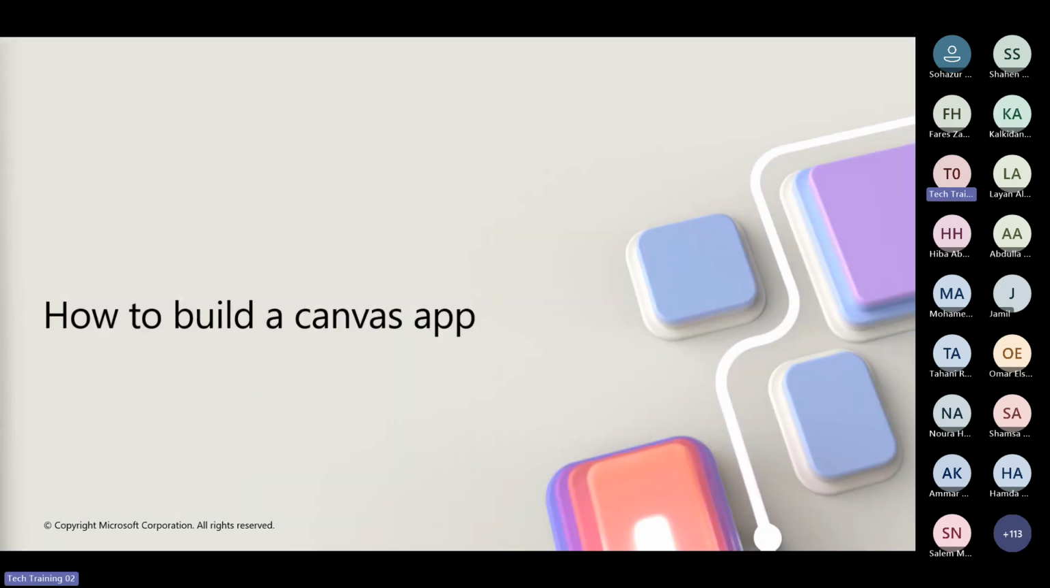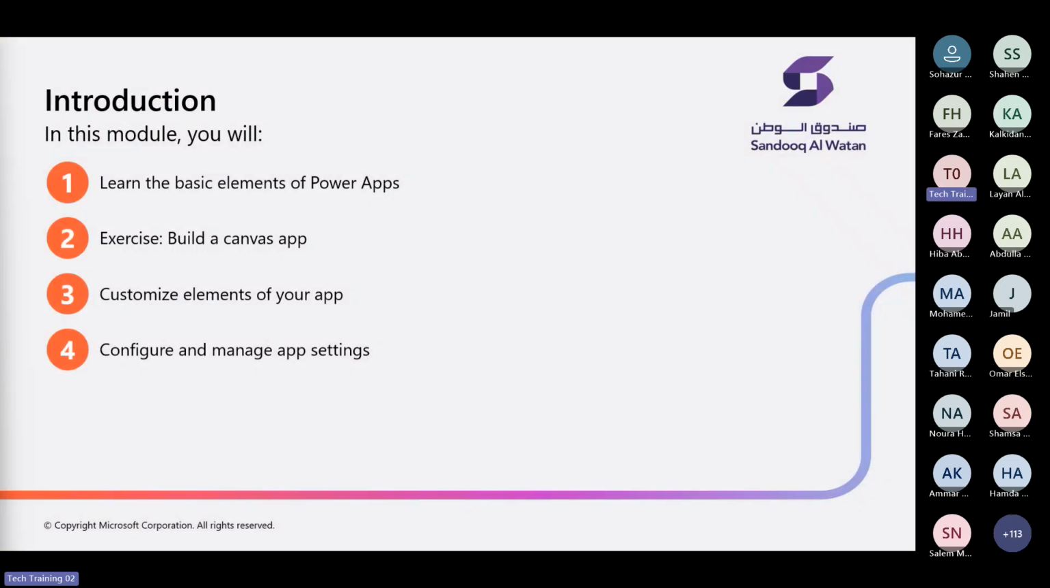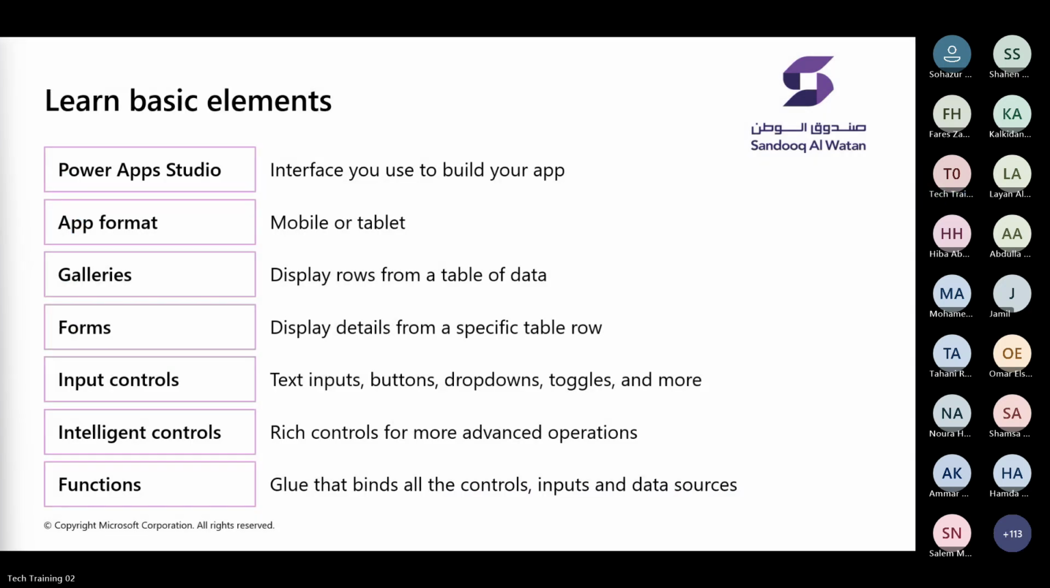So what is a Canvas app and how can I build one? First, we learn about the basics, we do the exercise, and then go back and customize our app. We need to know the Power Apps Studio. You saw it before. The Power Apps Studio is where I can create apps, and it has a lot of navigation and tools inside it. I need to select the app format, mobile or tablet, when I'm talking about the Canvas app.